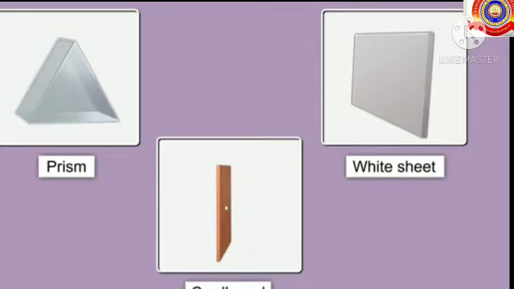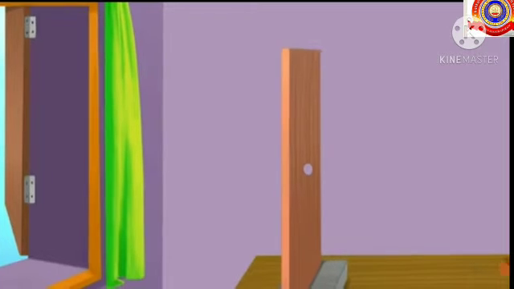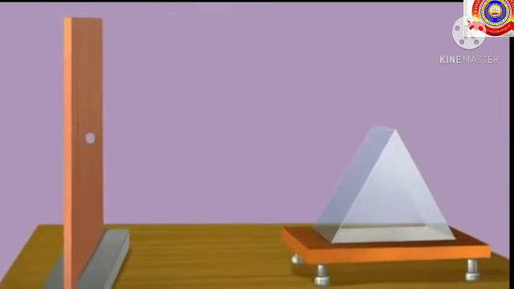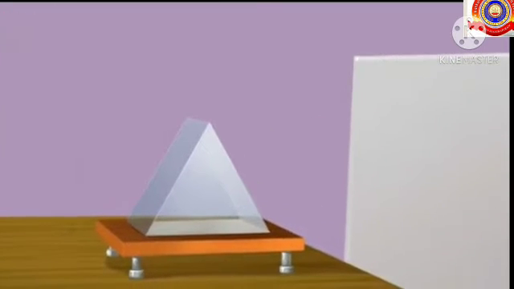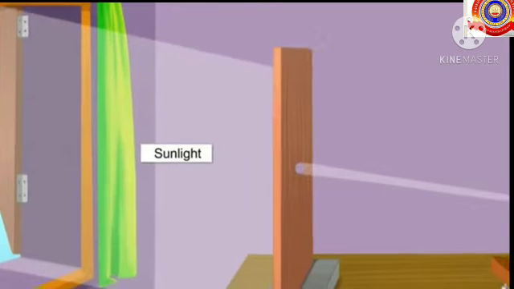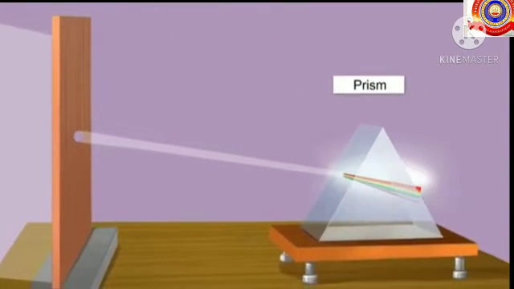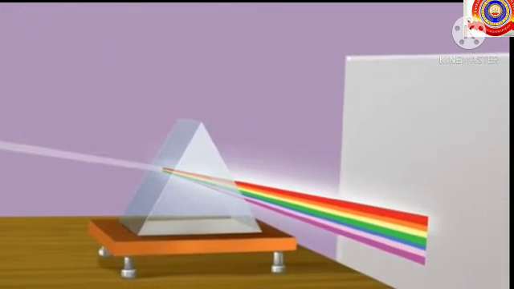So place a cardboard at a position such that the sunlight falls directly on it. Next, keep the prism such that the light passing through the hole of the cardboard falls on the surface of the prism, and at the other end of the prism fix a white sheet as shown. As sunlight passes through the prism, you will observe a beautiful band of colors called a spectrum appearing on the white sheet.